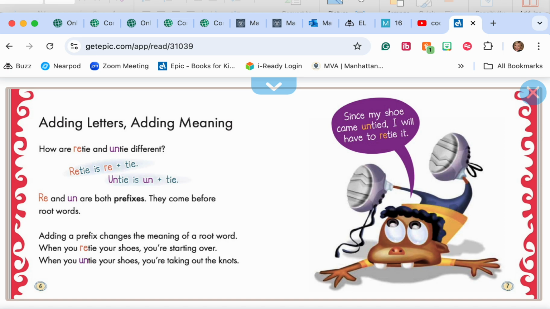Adding letters, adding meaning. How are retie and untie different? Well, retie is re plus the word tie, and untie is un plus the word tie. Re and un are both prefixes. They come before root words. Adding a prefix changes the meaning of the word. And when you retie your shoes, you're starting over. And when you untie your shoes, you're taking out the knots. Since my shoes came untied, I will have to retie them.